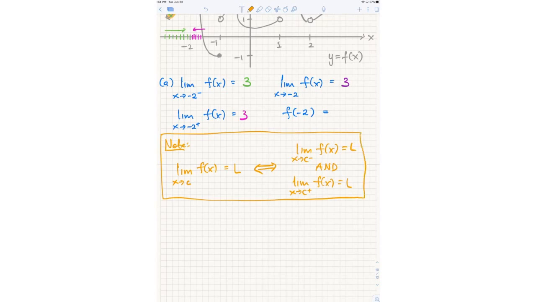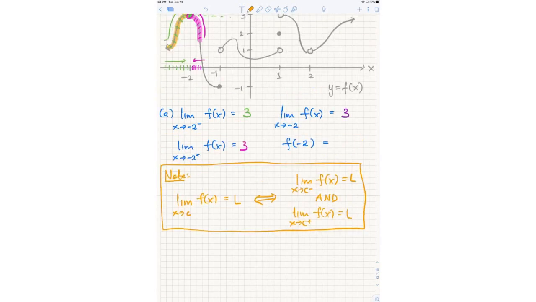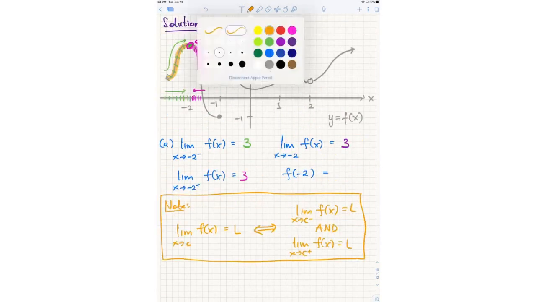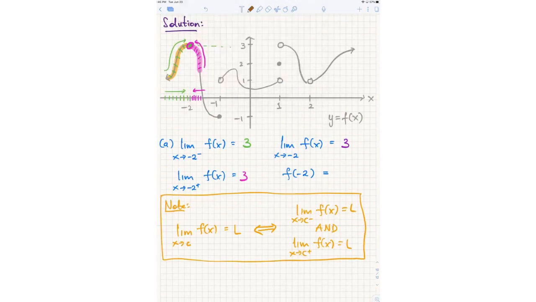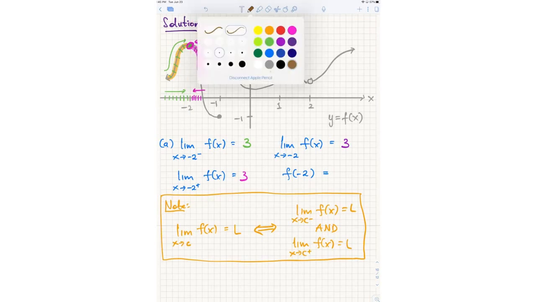Right, so the original function does have a limit, right? And what is f of -2? How do you determine that? That's as simple as you just look at where the function intersects the vertical line x equals -2, and it intersects it at the point -2, 3.